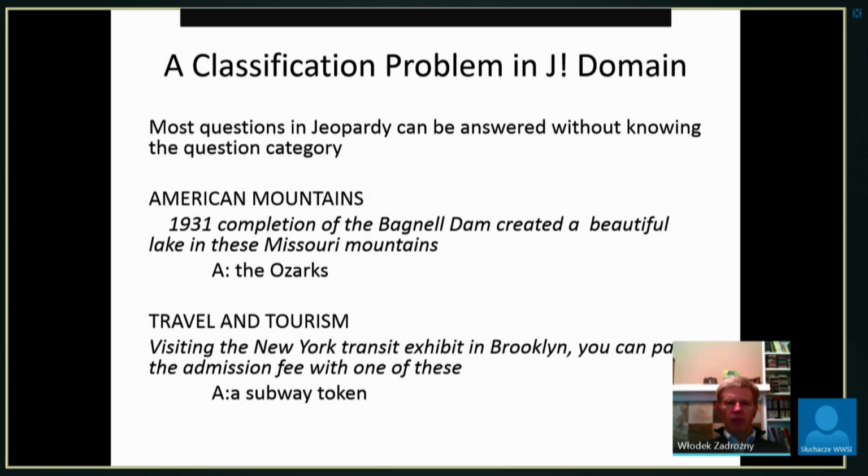Similarly, in the second example, visiting the New York Transit exhibit in Brooklyn, you can pay the admission fee with one of these. And the idea is to associate the admission fee with the transit, with the subway, and the answer is a subway token. And the fact that the category is travel and tourism is not very relevant here.